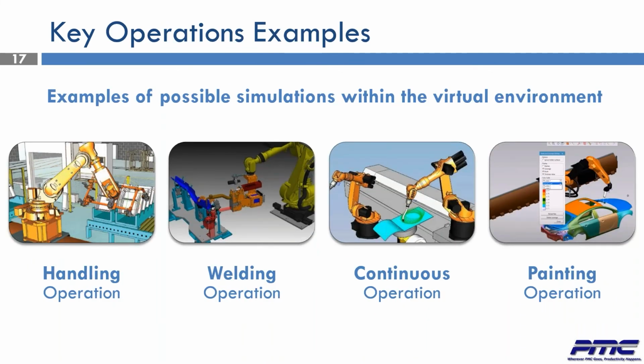Well, in this slide, I'll show you some examples of robotic operations. There are some possibilities such as a material handling operation, welding operation, continuous operation. In this case, I have three examples: gluing operation, arc welding operation, and deburring operation, and also painting operation.